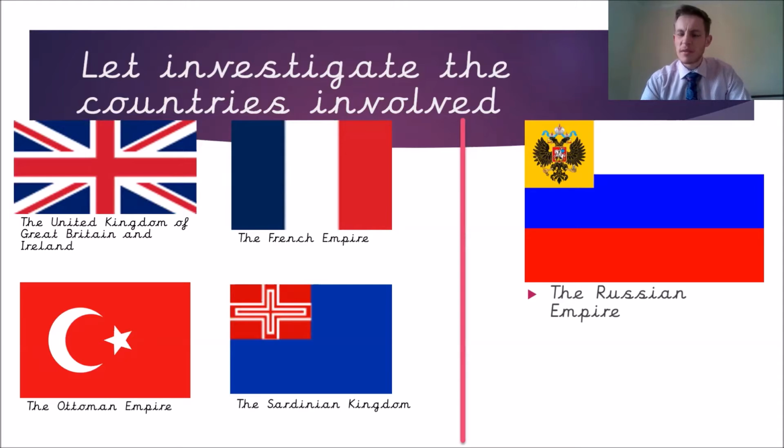And then on the other side, we've got the Russian Empire. You wouldn't think this would be very fair, would you? If you're looking at this, you've got 4 against 1. That doesn't seem very fair. Well, let's have a look on the map.